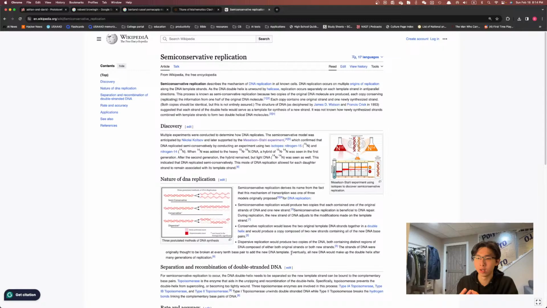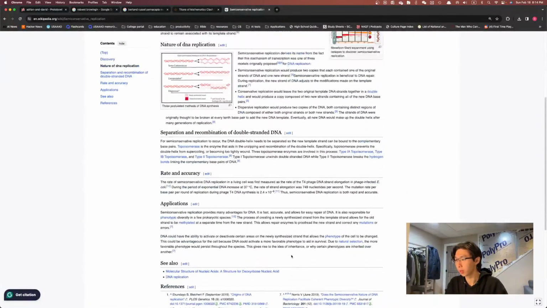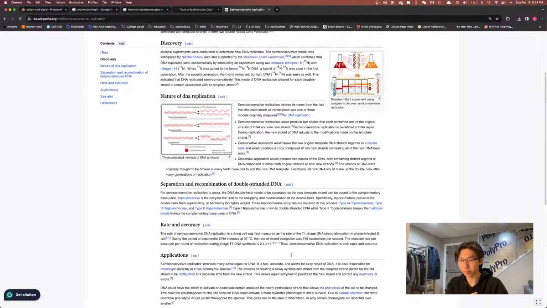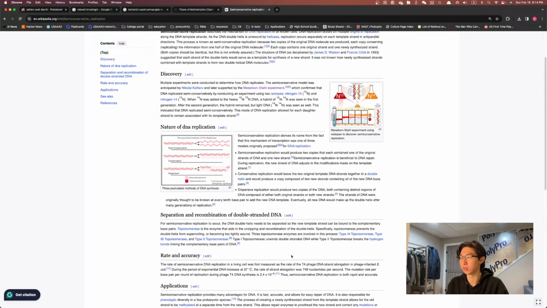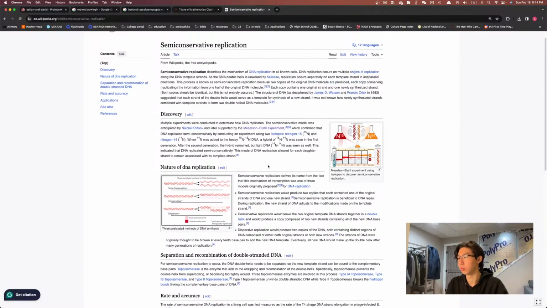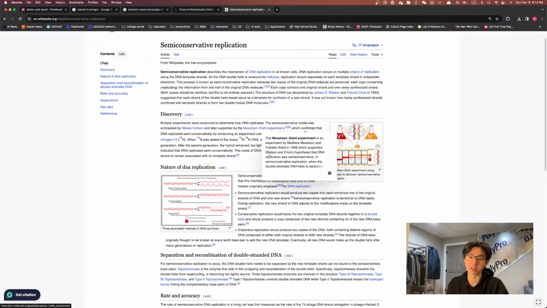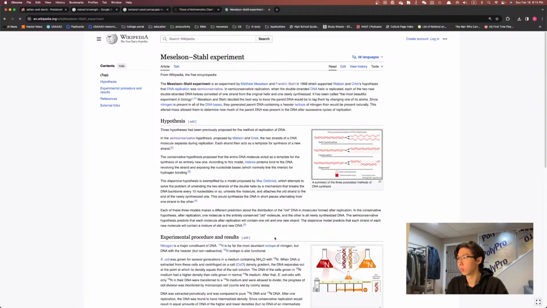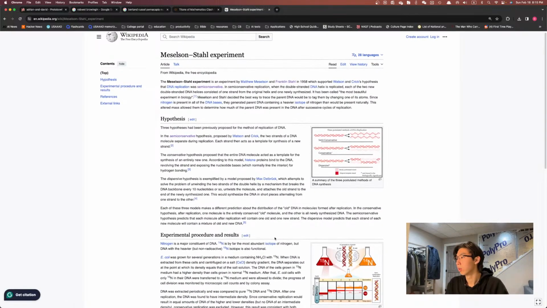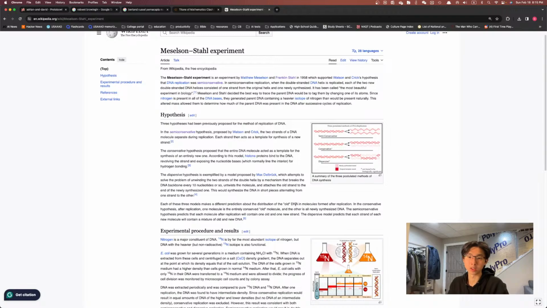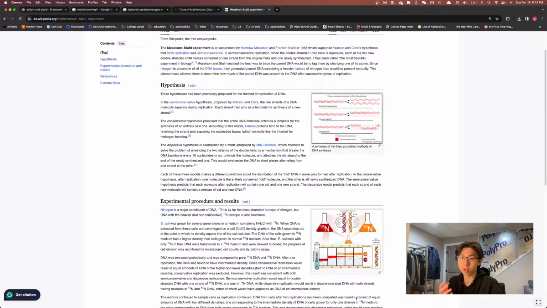So Meselson and Stahl proved that the replication process is semi-conservative in their namesake experiment. Sorry, it's not Mendelssohn's, it's Meselson's. This is right after Watson and Crick, who hypothesized the structure of DNA in 1953. So this is fairly recent. And how they did that was they used radioactive nitrogen.